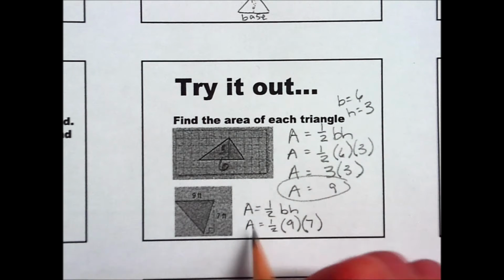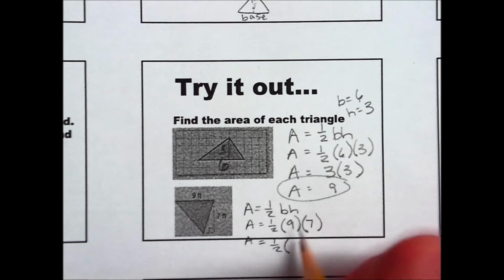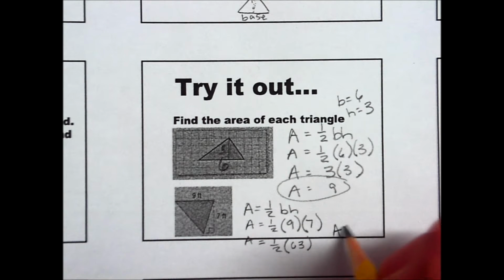All right, so on this one, I think I'll go ahead and take 1/2 and then multiply my 9 times 7. All right, when I multiply 9 times 7, I get 63. So now I'm going to take half of 63. So my area will equal 31.5.